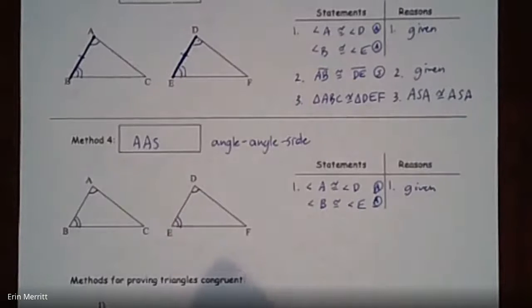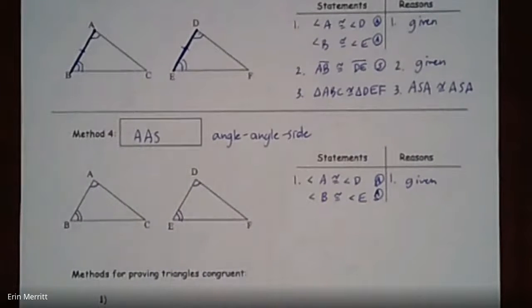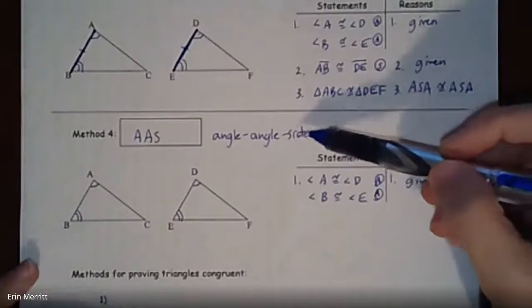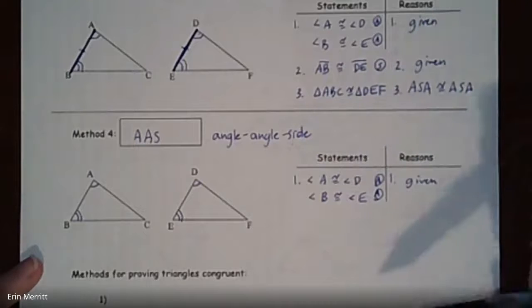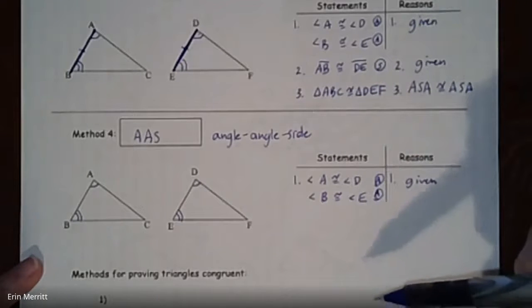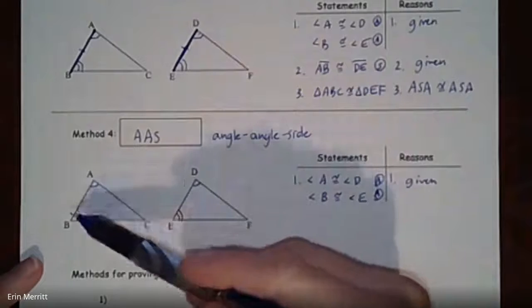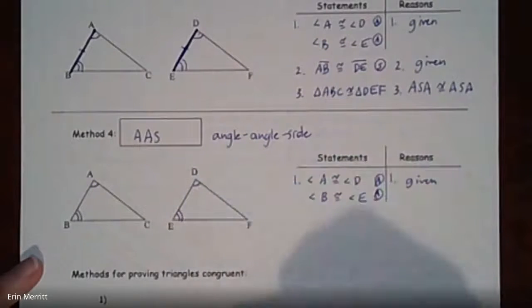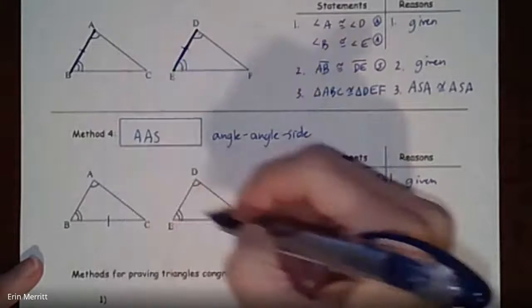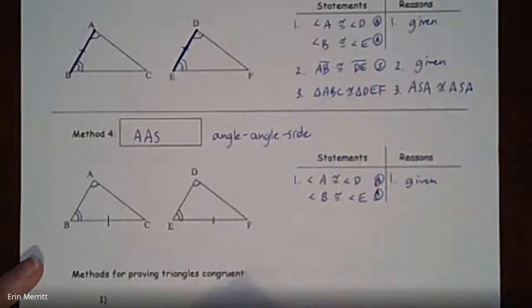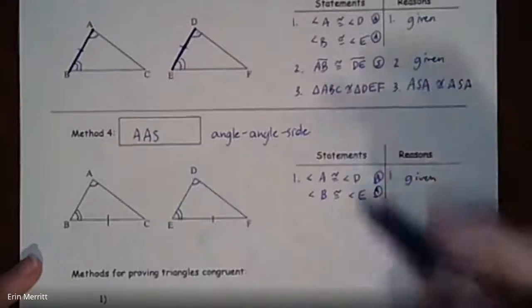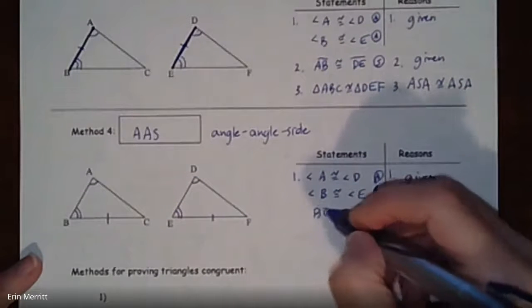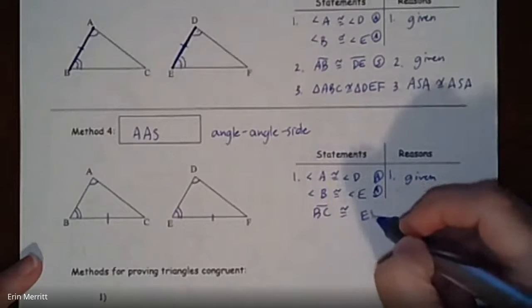All right. The difference this time is if it's listed as angle, angle, side, it is very specific that the side is not between the angles. So I would have to know one of the sides are congruent. That's not the side in between. So it can't be sides AB and DE. So it could be that you know that BC is congruent to EF, or it could have been that AC is congruent to DF. So I'm going to go with the first one here. I'm going to say that BC is congruent to EF.